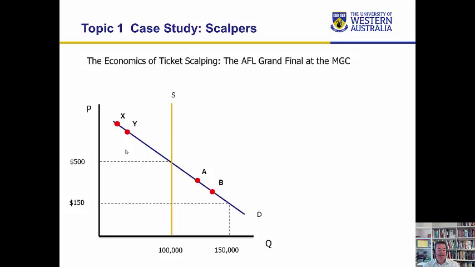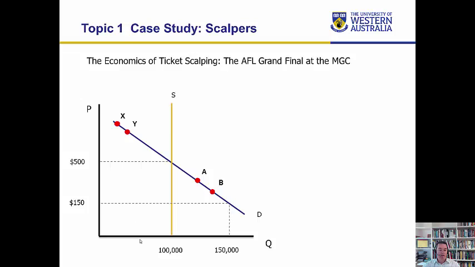Hopefully that makes sense. Person Y has a much higher willingness to pay. Looks like around about $700-800. Person X has a higher willingness to pay again. So this demand curve does represent the willingness to pay of consumers who are chasing these AFL Grand Final tickets.